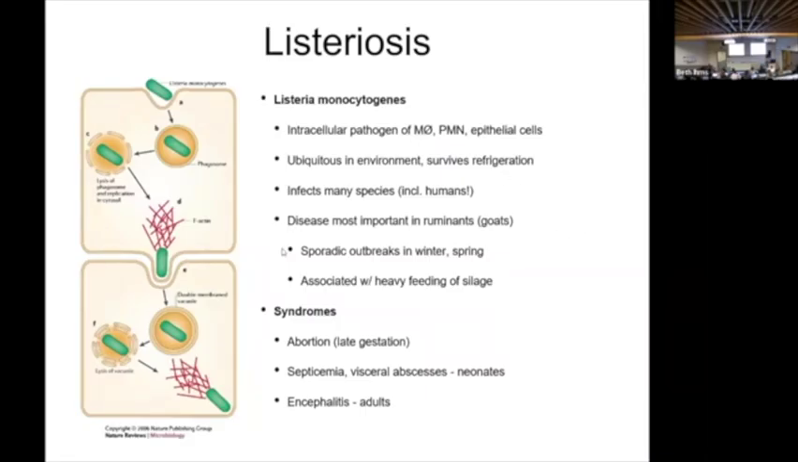So disease is most important in ruminants. We see kind of sporadic outbreaks of the disease. It's usually during winter and spring, because that's when silage tends to go bad, and this is associated with heavy silage feeding. So syndromes, there's kind of a couple, and these are usually not seen together. They may be seen in a herd, but you will probably not see them together in the same animal. So there's late gestation abortion, syndrome of septicemia, and visceral abscesses. Again, these septic syndromes are going to be primarily young animals, and then adults present primarily with encephalitis.